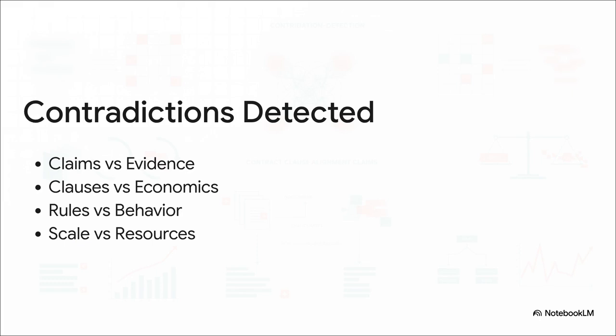Let's actually look at the specific contradictions this targets. Function 09 constantly scans the AI's output to ask the hard questions. Do these claims actually match the evidence provided? Do the legal clauses align with the underlying economic realities of the deal? Do the system rules match the actual behavior being executed? Or does the proposed scale of a project even fit the resources allocated? By actively exposing these specific contradictions, Function 09 completely prevents uncontrolled expansion, it drastically reduces ambiguity, and it forces the AI into a structured, highly reliable state.